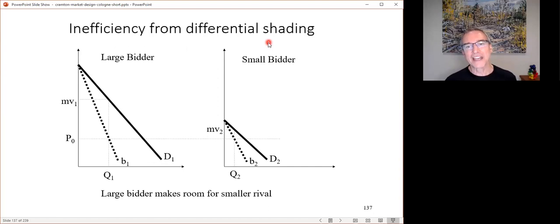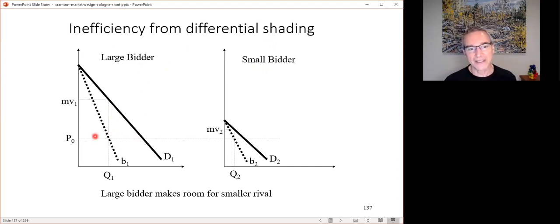the incentive to shade varies based on whether you're a large bidder or small bidder. So in this picture, both bidders, it looks like they're essentially doing the same thing, but the impact of doing essentially the same thing, taking the price impact into account, results in much more absolute shading by the larger bidder. And as a result, what happens is the larger bidder wins too little and the smaller bidder wins too much.